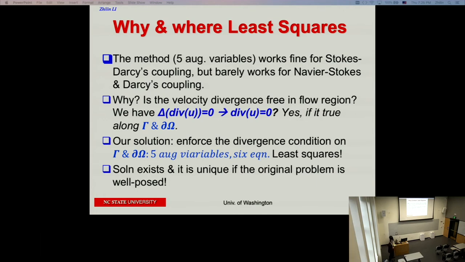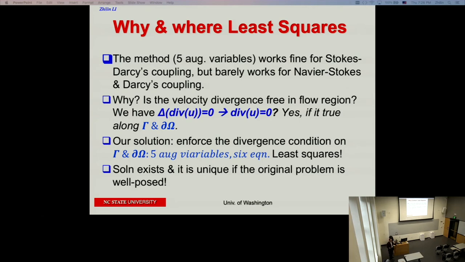So which condition is not satisfied? Remember, we talk about divergence free. And the divergence free in both regions. Actually, we allow the source term in Darcy's region, but at least in the fluid. So this comes to the question. I take the divergence of the viscosity term, and the Laplacian of the divergence equals zero, and we conclude the solution is also divergence free. We cannot, because you need the additional condition, divergence free on the boundary. Right. So in other words, with five equations we cannot guarantee the two systems are equivalent. The only thing that we cannot guarantee is the divergence condition on the boundary.